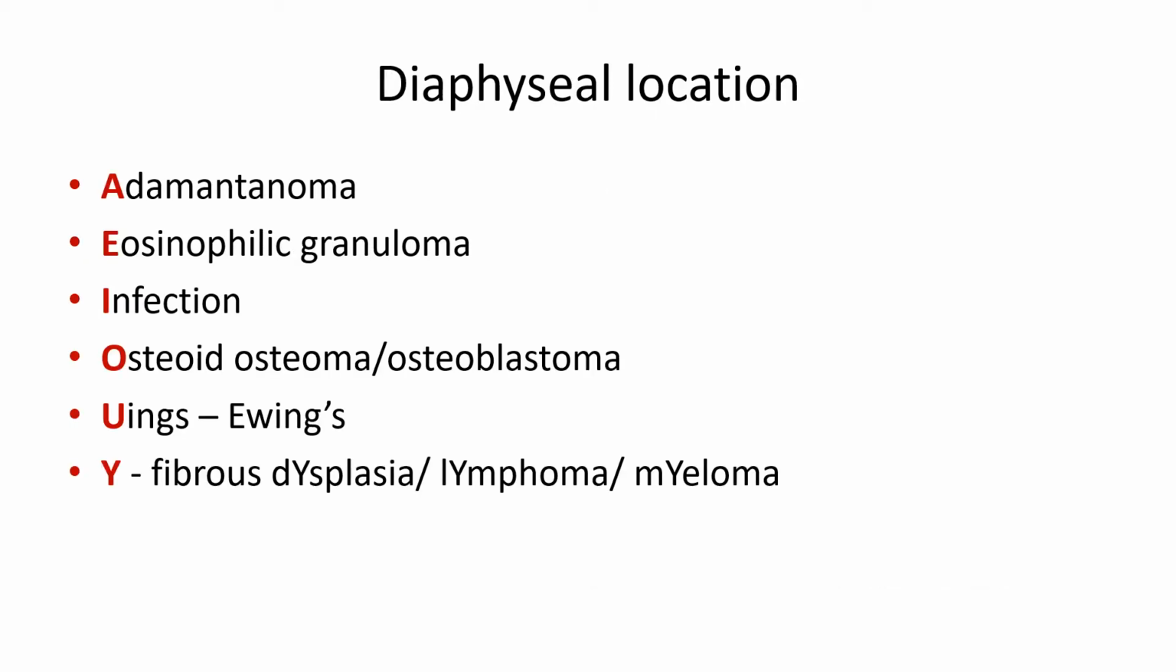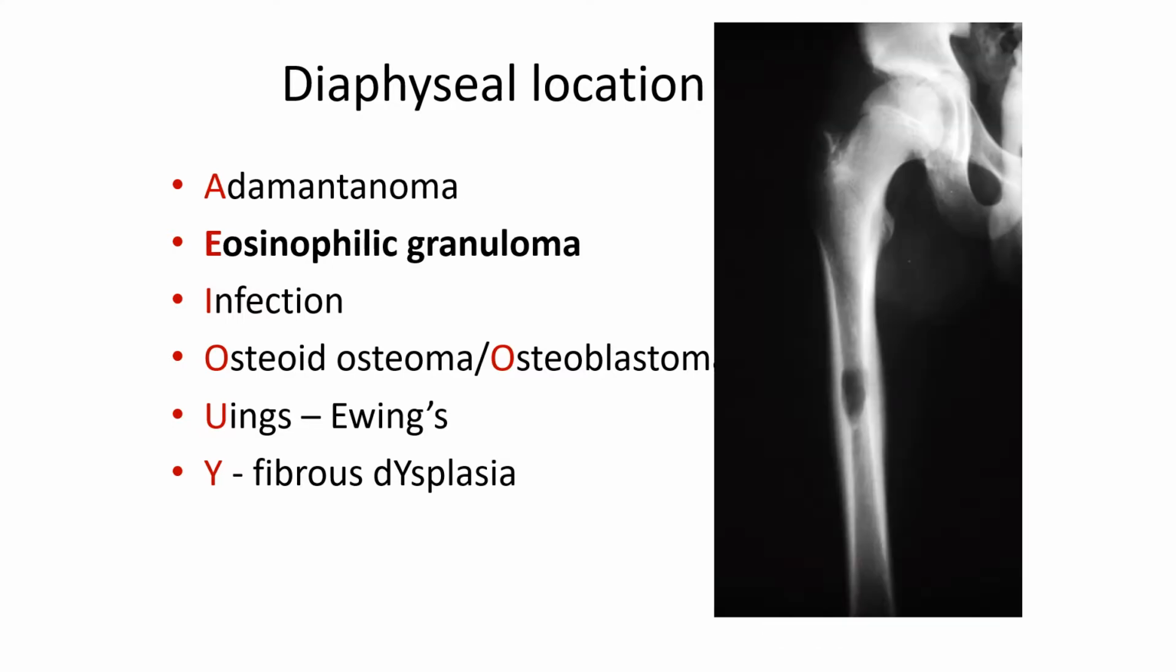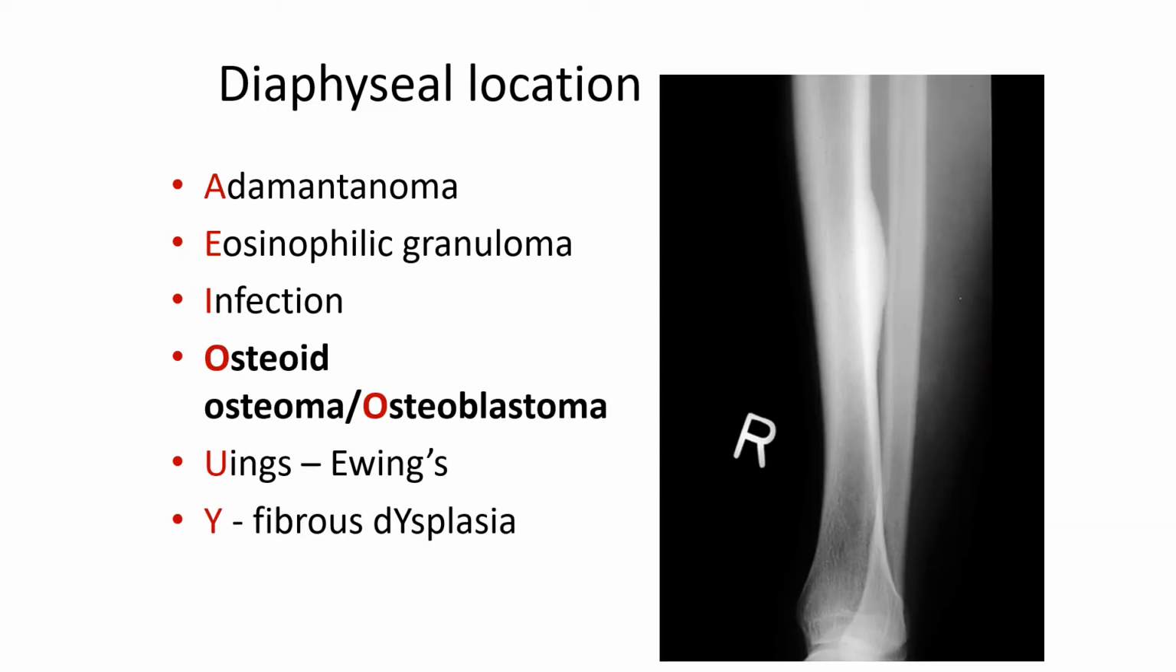One helpful way to remember the diaphyseal tumors by location is AEIOU and sometimes Y. Adamantinoma, as we have discussed, commonly occurs in the tibia, a cortically based, soap bubble appearing lesion. Eosinophilic granuloma is a punched out lesion of bone. Infection can of course occur anywhere, but is common to find in the diaphyseal portion of a bone.